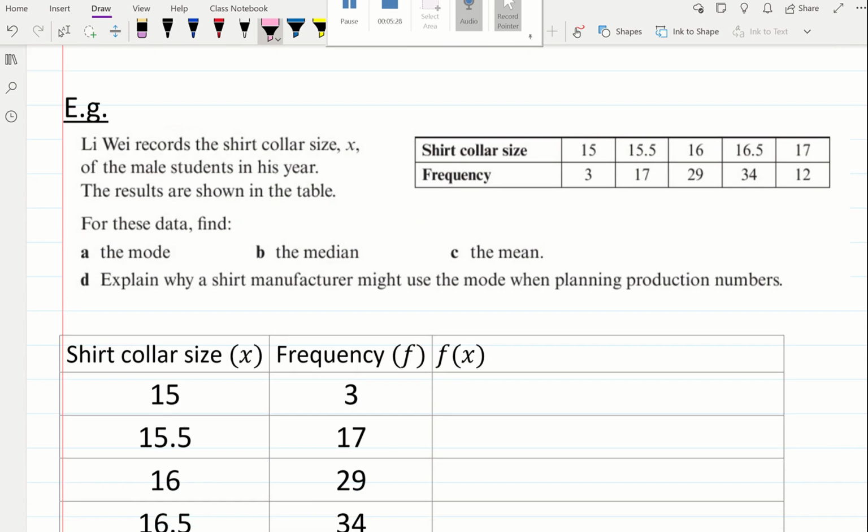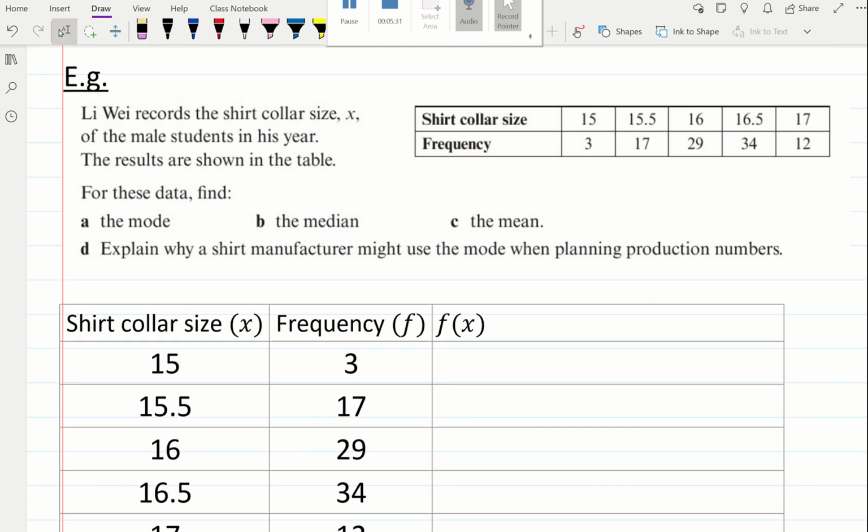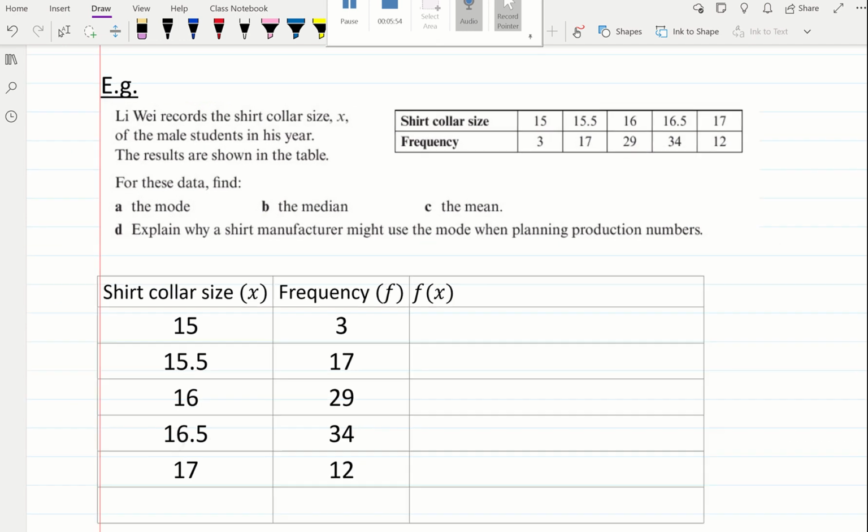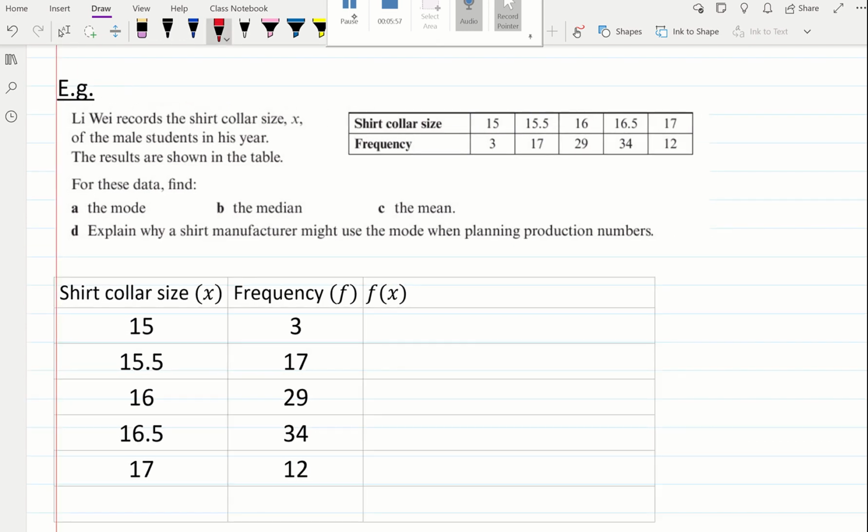Okay, so let's look at the first example. Lee Y records the shirt collar size X. X is the shirt collar size of male students in his year. The results are shown in the table. For these data, find the mode, the median, the mean, and explain why a shirt manufacturer might use the mode when planning production numbers. At GCSE, you would have got a table that looked like this, and you would have had to create an extra column, which is basically the data X times the frequency, to get to that third column.